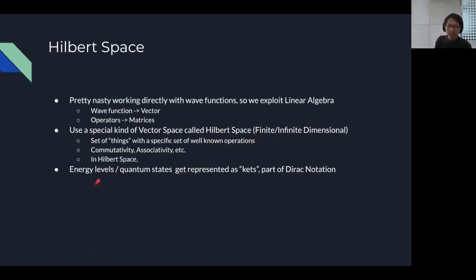So our energy levels and our quantum states get represented as kets, which are part of the Dirac notation. Dirac notation is a really nice way of working with a lot of the stuff that you see in quantum computing. It had its start purely in quantum mechanics, but it is easy to extrapolate to quantum computing.